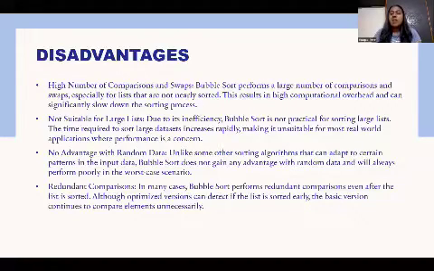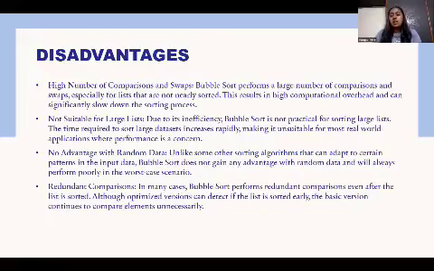Not suitable for large lists. Due to its inefficiency, bubble sort is not practical for sorting large lists. Time required to sort large data sets increases rapidly, making it unsuitable for most real-world applications where performance is a concern. No advantage with random data.